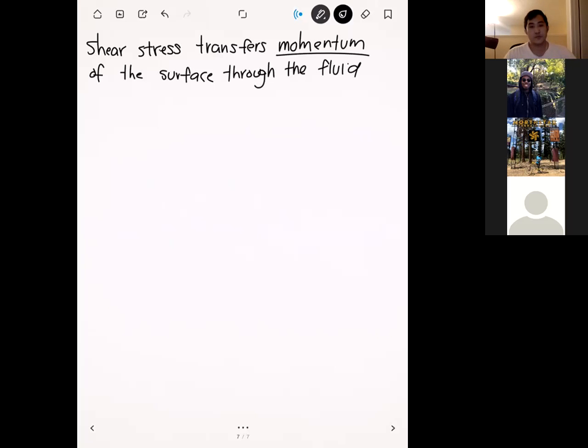Okay. And so what do I mean by that? What do I mean by transferring momentum? Which seems kind of strange because the surface in our case is completely still, and so that means our surface doesn't have any momentum. And you would be right. And that's exactly what's being transferred, right? The zero momentum of the surface is being transferred through the fluid through the shear stress.